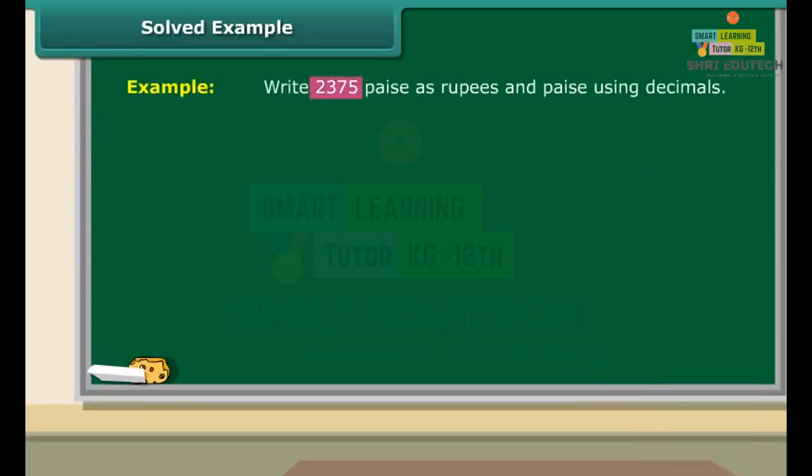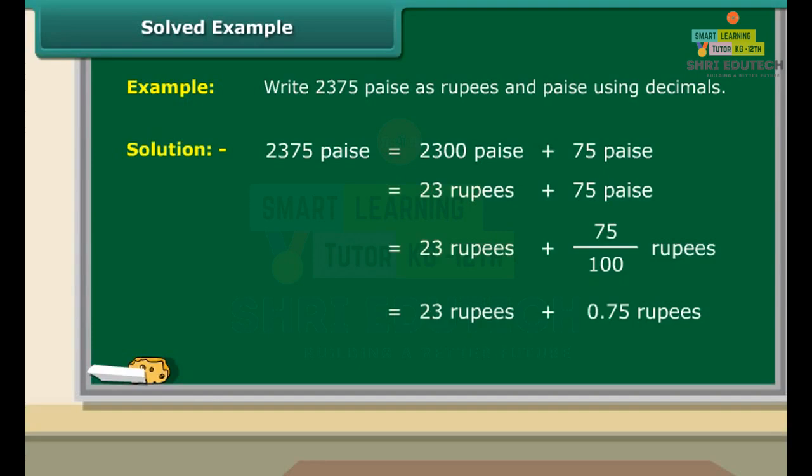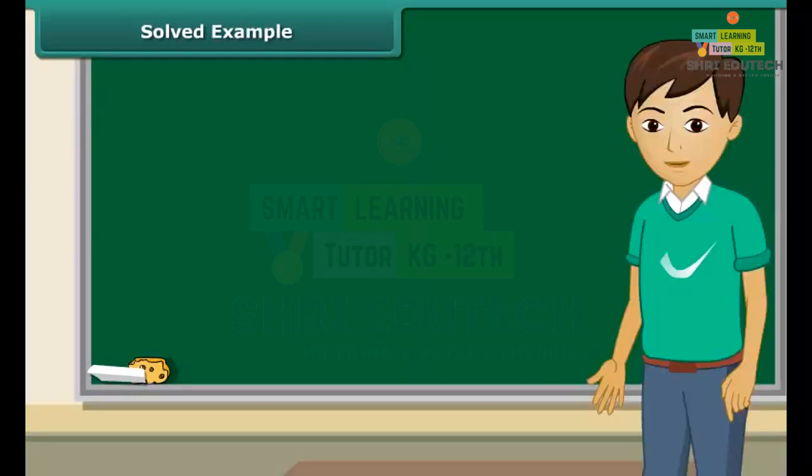Express 2,375 paise in rupees and paise using decimals. 2,375 paise equal 2,300 paise plus 75 paise, which is the same as 23 rupees plus 75 paise. This can be expressed as 23 rupees plus 75 upon 100 rupees. So, the answer is rupees 23.75. Let us convert a weight expressed in grams into kilograms and grams using decimals.